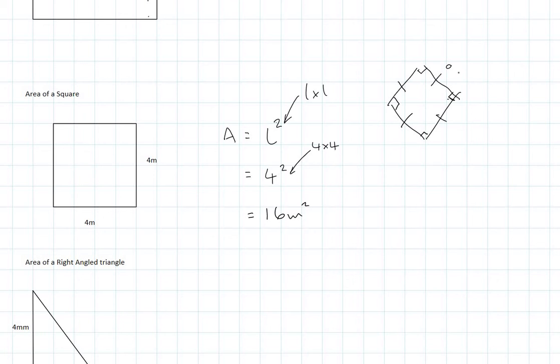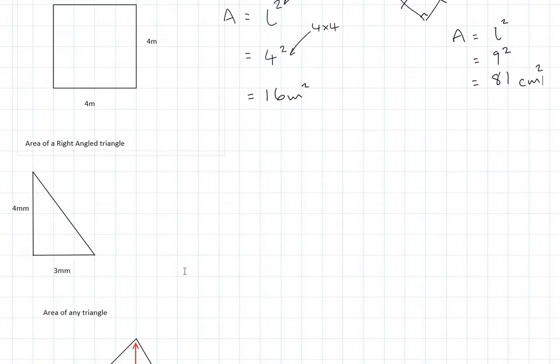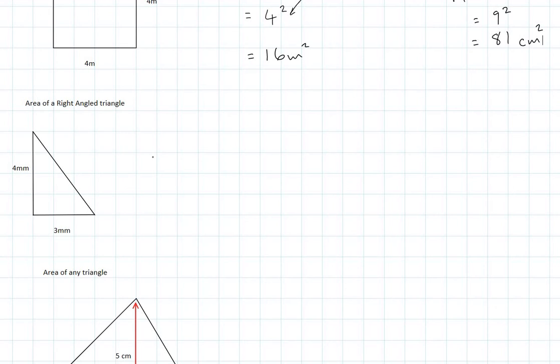And I'm going to say that's got side length 9 centimetres. So same process. A equals L squared, which is 9 squared. 9 times 9 is 81 centimetres squared. Easy peasy.